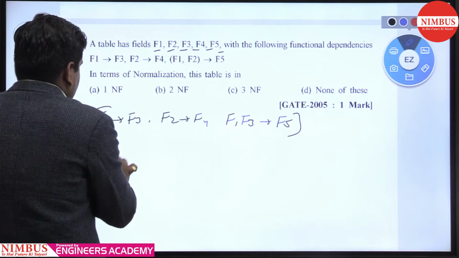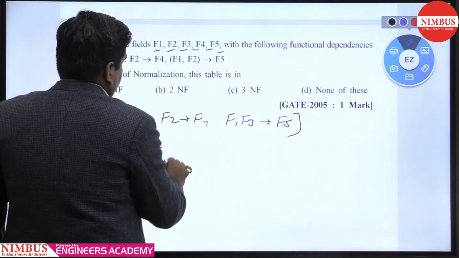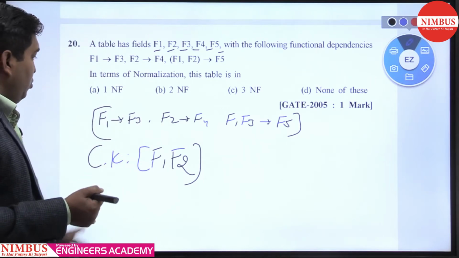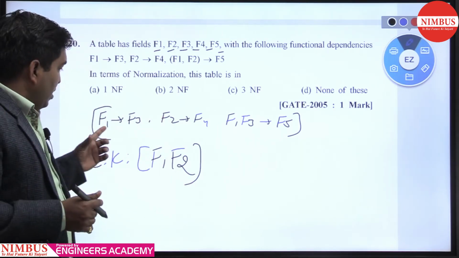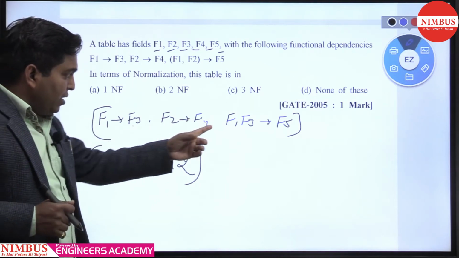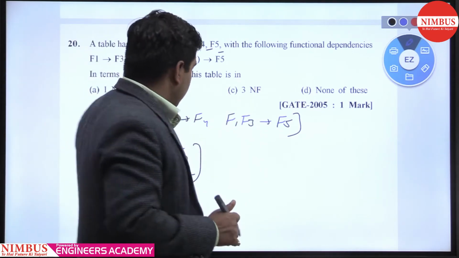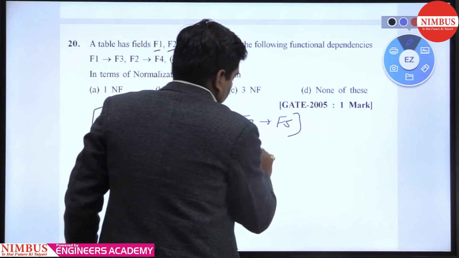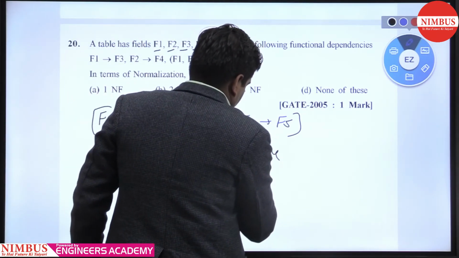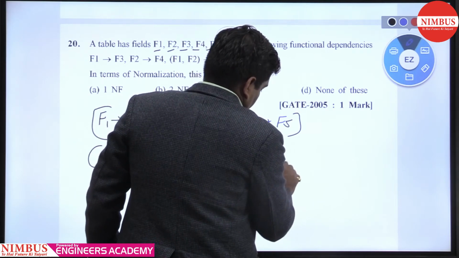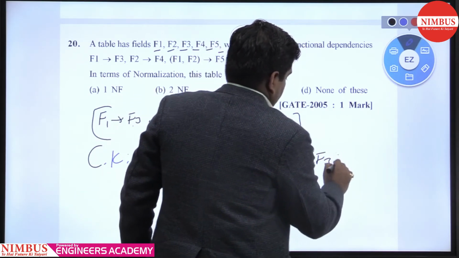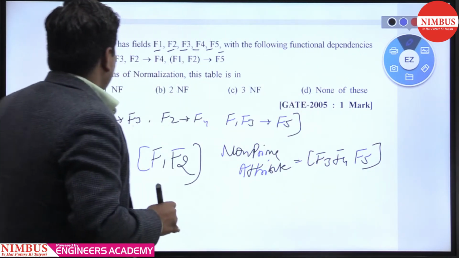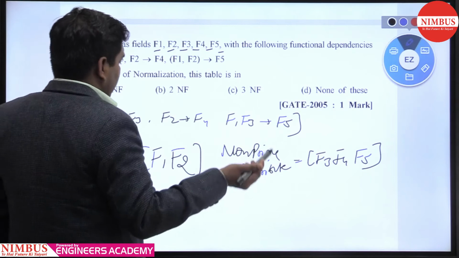So first we find the candidate key. What is the candidate key here? F1 and F2, because not only F1 but also F2 is needed to determine all attributes. So F1 gives F3, F2 gives F4, and F1, F3 gives F5. So the candidate key is F1, F2, and the non-prime attributes are F3, F4 and F5.